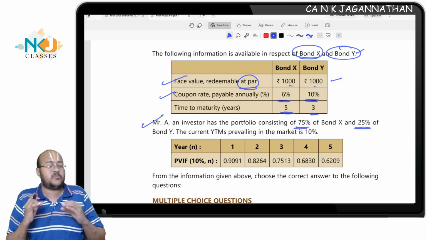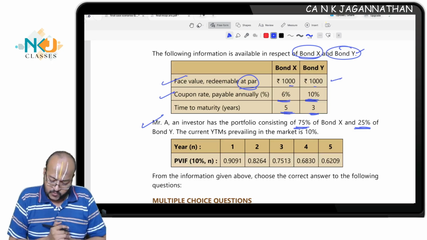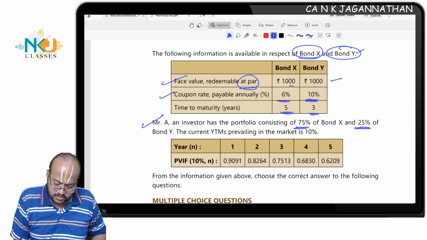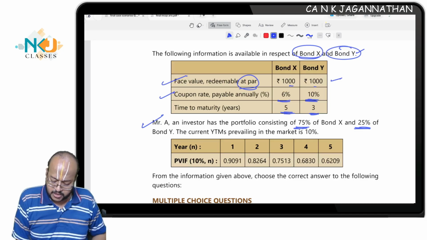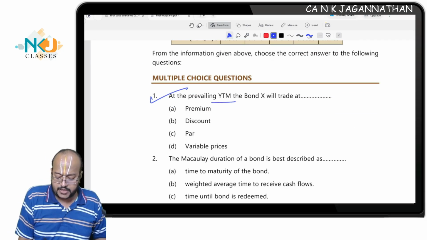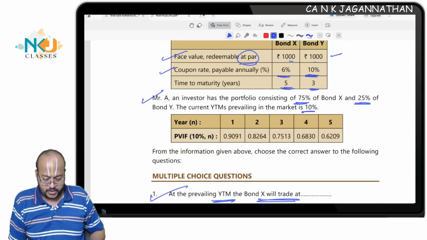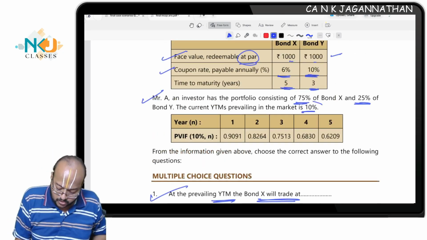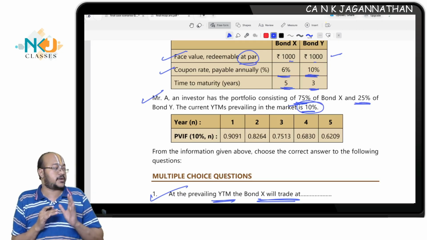See, this is a typical bond immunization question. Now we need to compute duration also. Anyway, the current YTM prevailing in the market is 10%. This is the discounting rate given. Now, at the prevailing YTM, bond X will be trading at what? See what happens. Current YTM is given as how much? 10%. The YTM prevailing in the market is 10%.